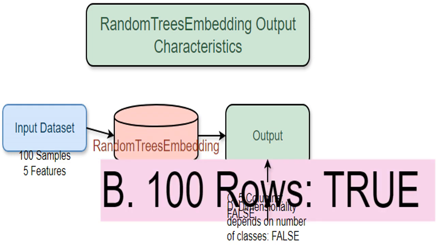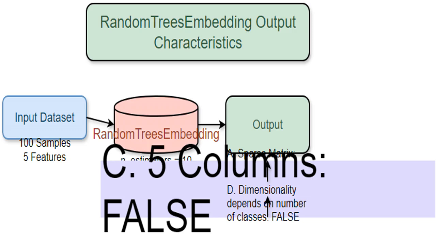Because I started with 100 samples in my dataset, the output matrix will have 100 rows. Each row corresponds to one of my original samples. The number of columns, features, isn't equal to my original 5 features. It's actually determined by the number of leaf nodes in my 10 trees, which will be much more than 5, given the max_depth of 3.